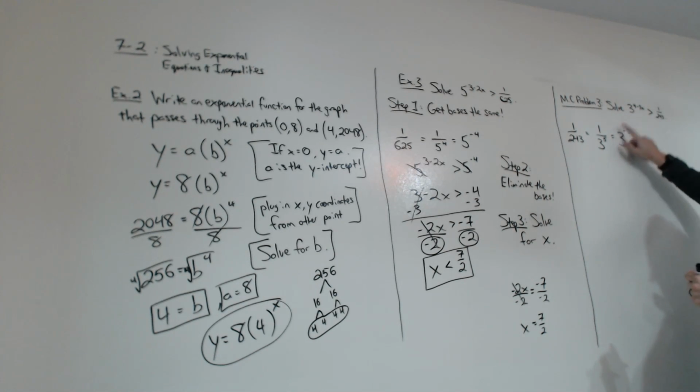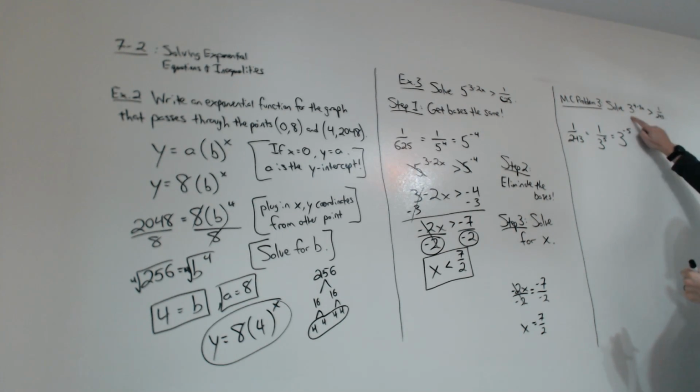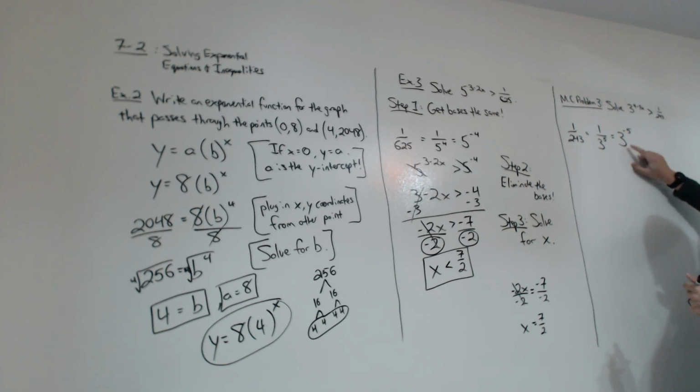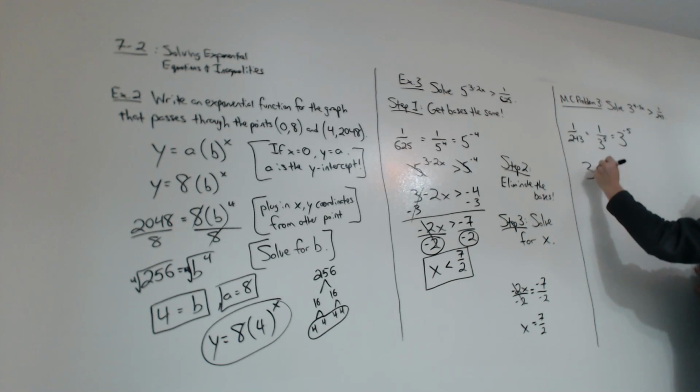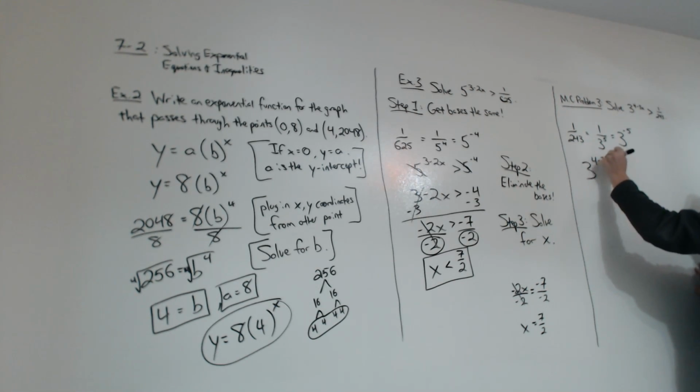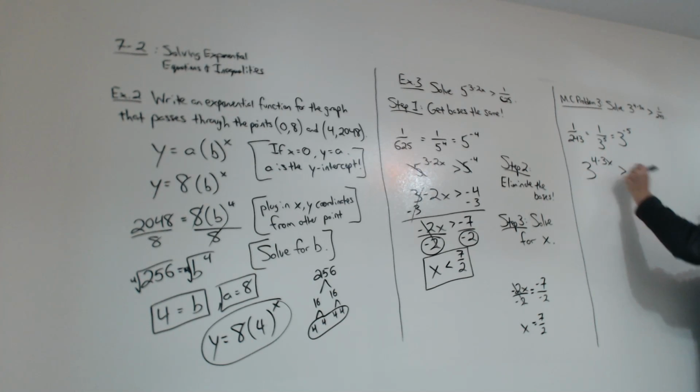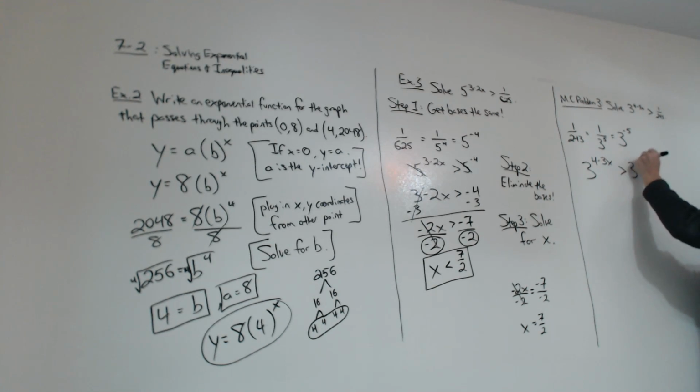Once we know this, we're going to write what we started with, but we're going to change 1 over 243 to this, 3 to the negative 5th power. So we've got 3 to the 4 minus 3x power is greater than 3 to the negative 5th power.